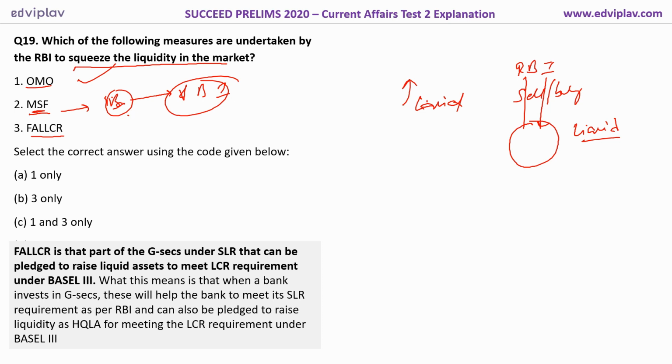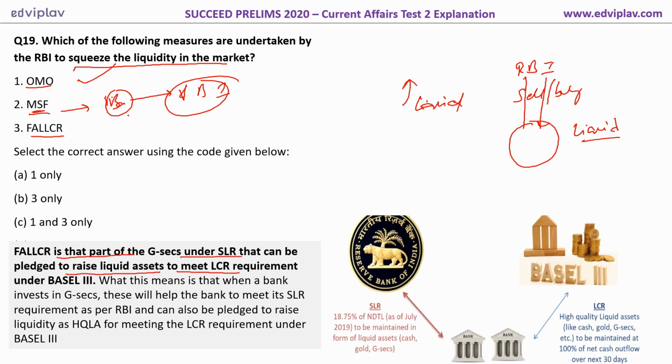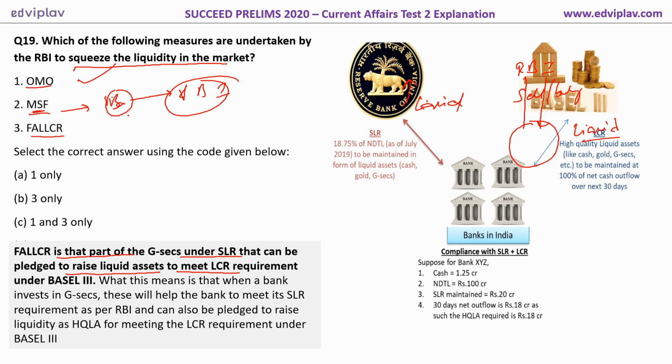Next is FALLCR. It is a part of the government securities under SLR that can be pledged to raise liquid assets to meet, so this picture you will come to know. SLR is a separate thing. SLR is the statutory liquidity ratio, the amount of NDTL to be maintained in the form of liquid assets, such as cash or gold or government securities. Okay, what is LCR?